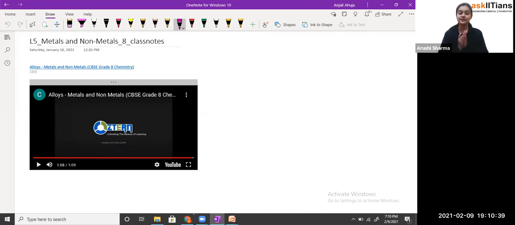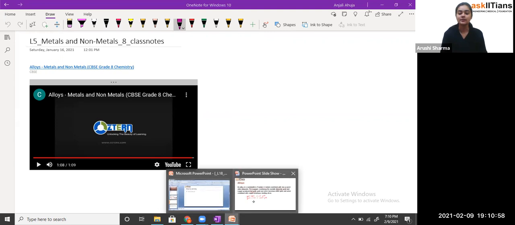We use these alloys in different conditions. For example, if you are preparing an alloy with gold, you first have to melt the gold and then add the other substance, and when you get the mixture, from that alloy you can prepare anything you want. Okay, so that is the alloy, students.